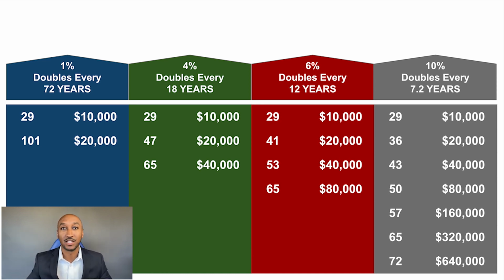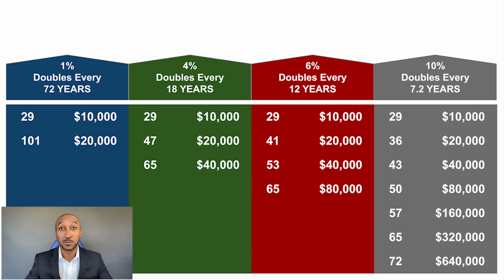So here we're looking at an individual that's 29 years old and they invested $10,000. Since they're earning 1% on their money, it's expected that their money will double to $20,000 by the age of 101. And as bad as that may look to you, you have to understand that most people have their money parked in the bank, not even earning 1% at all. So that means a double probably won't happen in their lifetime.